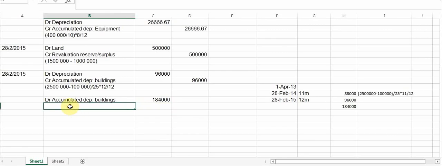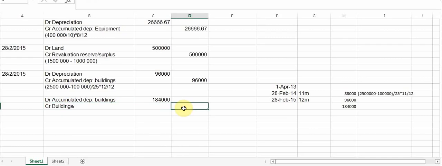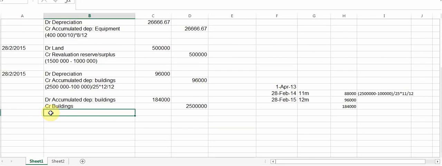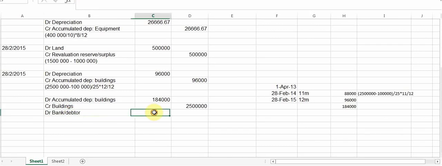Then I need to de-recognize the cost price, so I'm crediting the buildings, and that is the total cost price, because all of it is disposed of, 2.5 million. Then they tell us that it is sold at a price of 2.8 million. So again, I'm not sure if it's bank or debtor, so I need to mark either one of those, 2.8 million.